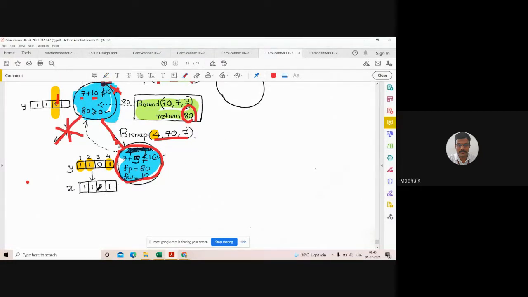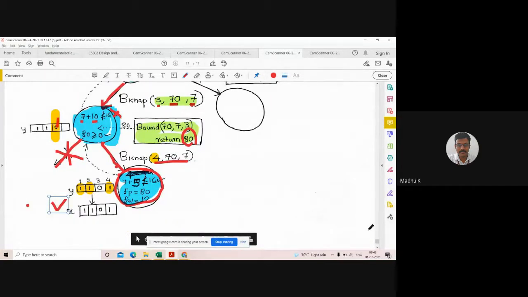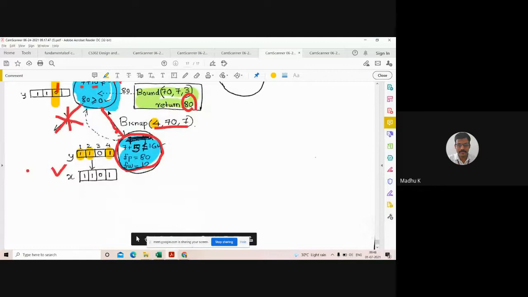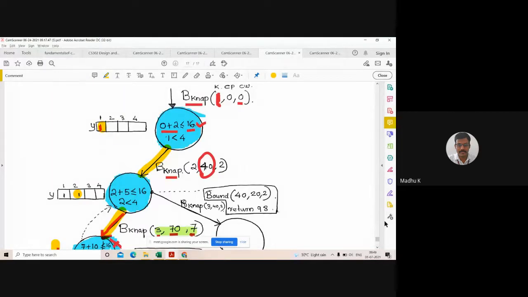This is the final solution. We started, and this is one solution path. This is a solution path, and the final weight is 12, which is less than 15, less than 16, and the final profit is 80. It tries to maximize the profit. So this is one solution path in the problem.